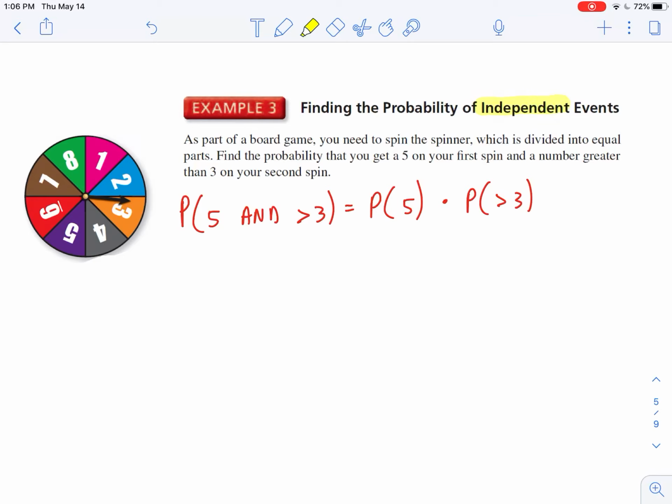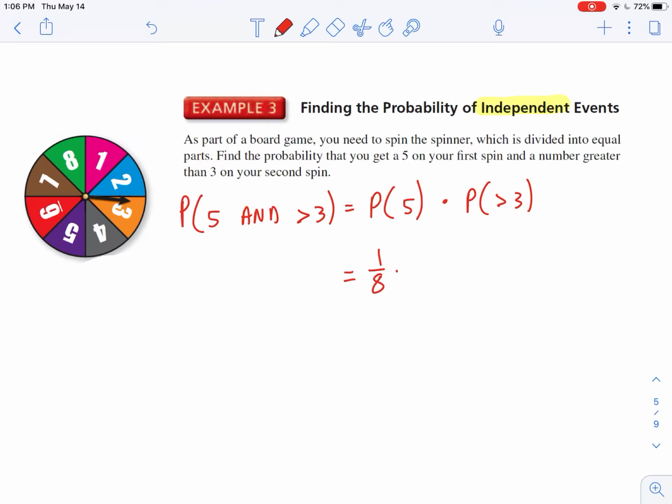So if we're looking at this spinner, we realize that you definitely could get a number greater than 3 before you get a number that is 5. So the order doesn't matter. And the outcome of one does not seem like it affects the other. So let's go ahead and work through this. The probability of getting a 5 obviously is just going to be 1 out of 8, because there's only one way to get a 5, and that's landing on the 5, and there are 8 options.